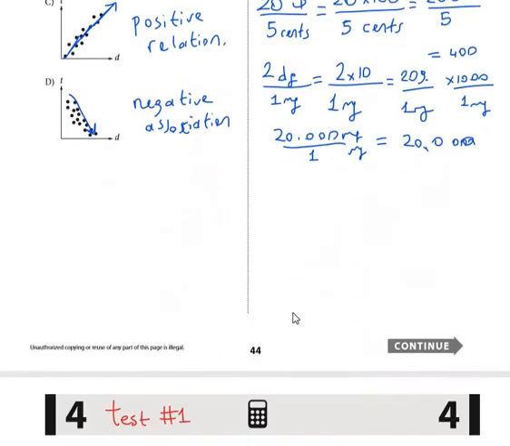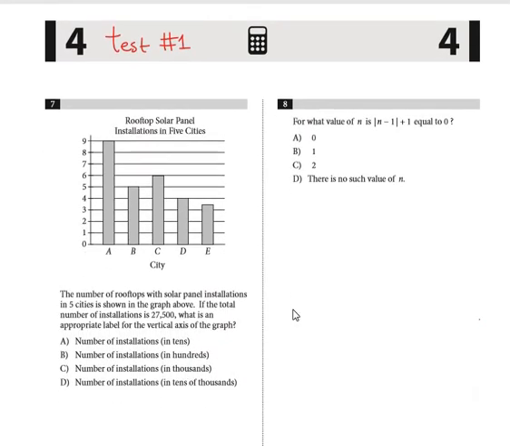Next question. Number 7. The number of rooftops with solar panel installations in 5 states is shown in the graph above. If the total number of installations is 27,500, what is an appropriate label for the vertical axis of the graph? So this is the vertical axis of the graph, and we are going to decide whether it is counted in tens, hundreds, thousands, or ten thousands.